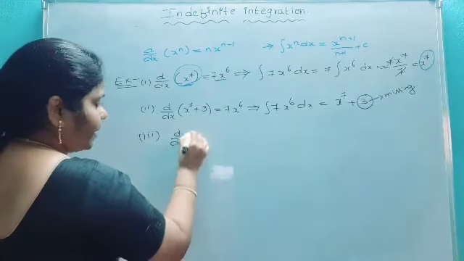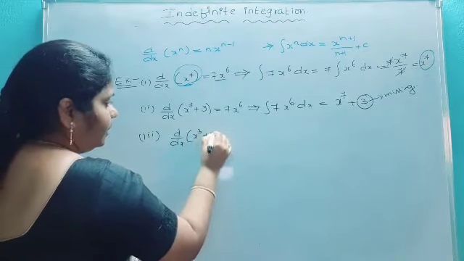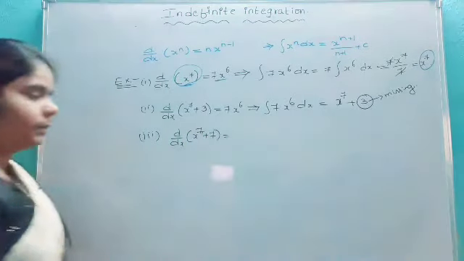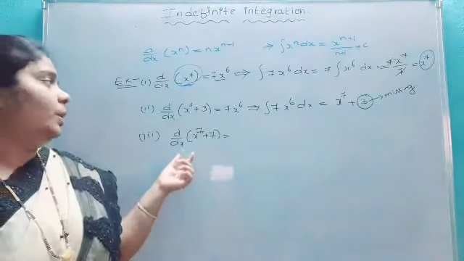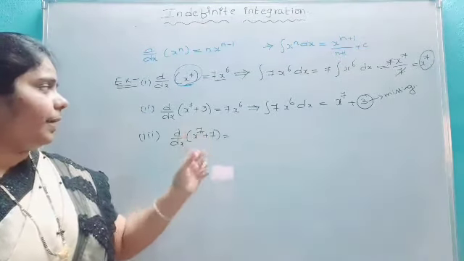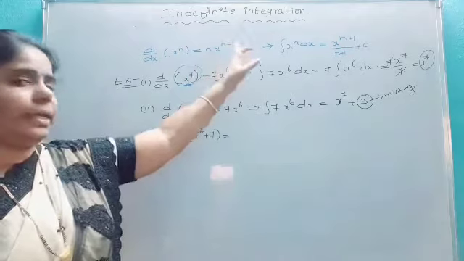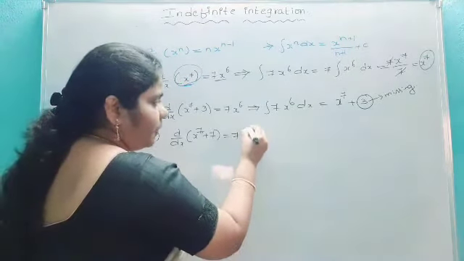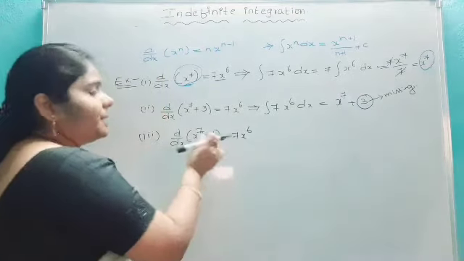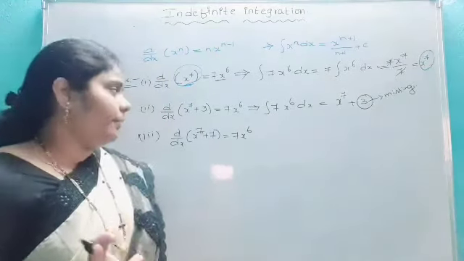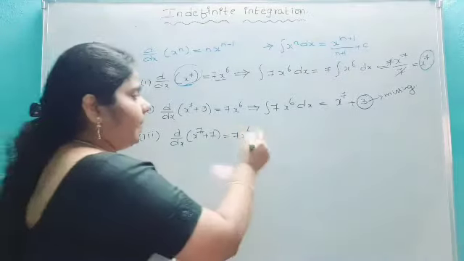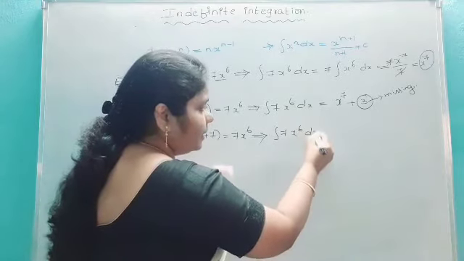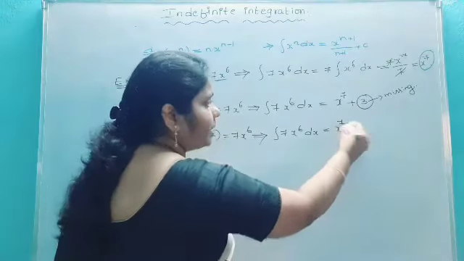d by dx of x cube plus x power 7 plus 7 is equal to x power 7 plus 7 equal to. Here also this is in the form of x power n. Apply this formula, n into x power n minus 1. n is what? 7. 7 into x power 7 minus 1, that is 6, plus 7. 7 is a constant. No need of writing the constant differentiation. That implies, apply the integration to this 7 into x power 6 dx. From that we get x power 7 only.